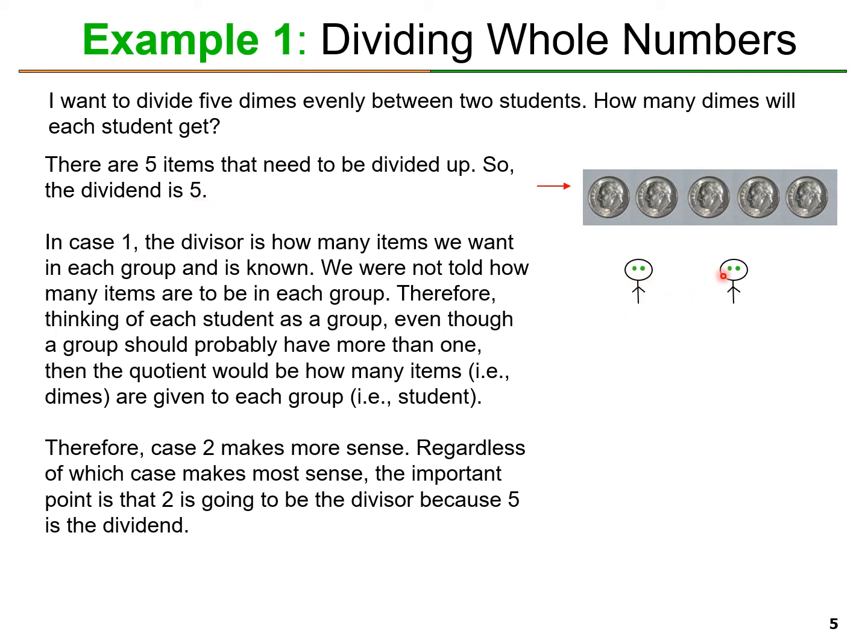We have 1, 2 students. Now in case one in the previous slide, the divisor is how many items we want in each group and is known. For this problem, we were not told how many items are to be in each group. Therefore, if we think of each student as a group, even though we know a group should probably have more than one in it, then the quotient would be how many dimes are given to each group or to each student. Therefore, case two makes the most sense. Regardless of which case makes the most sense, the important point is that 2 is going to be the divisor, because 5 is the dividend.